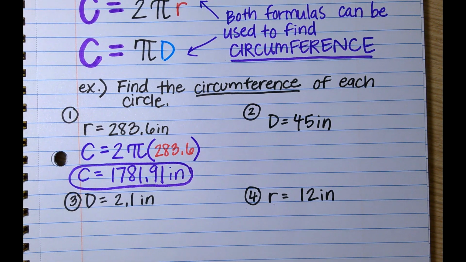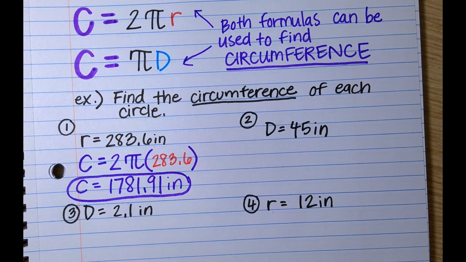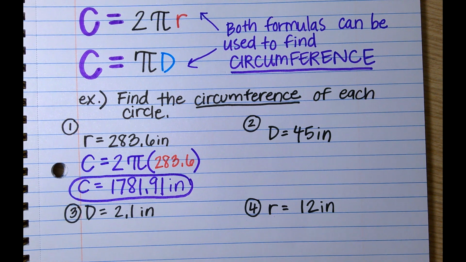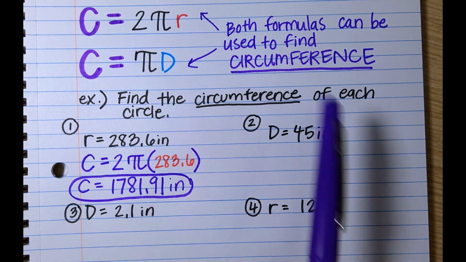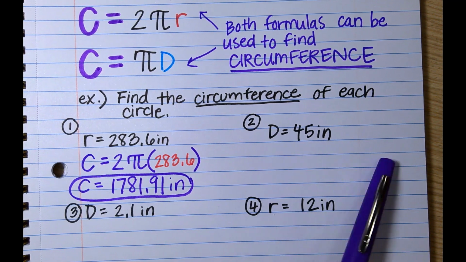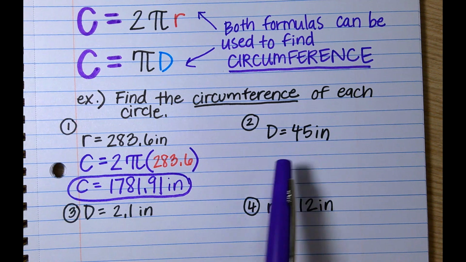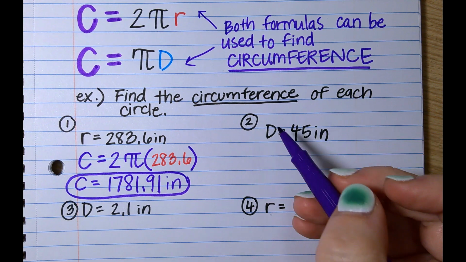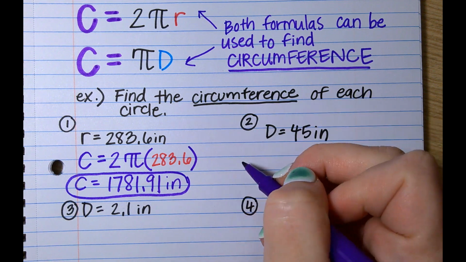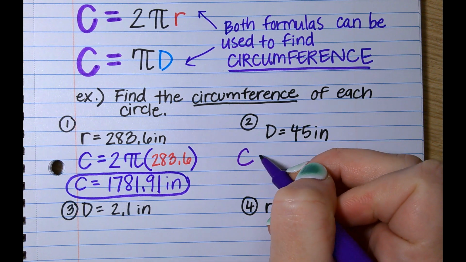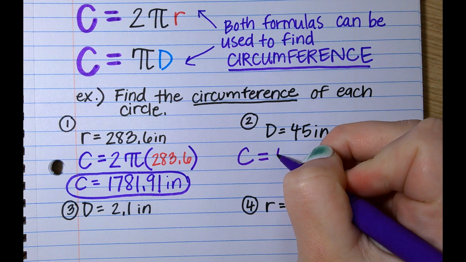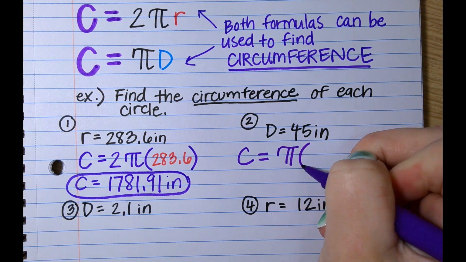Now for number 2, are we going to use the same formula? No. If I do 2 pi 45, that's not a radius. We should use the diameter formula because we're given a diameter. So circumference equals pi 45.